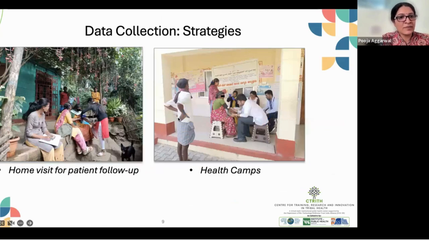We collect our data usually by patient follow-up and home visits, since most of our patients stay in remote areas and do not have direct access to a health facility. We conduct health camps periodically, where we get the data, which we enter in the Avni app. Again, entering the data into the app without the internet really helps here.